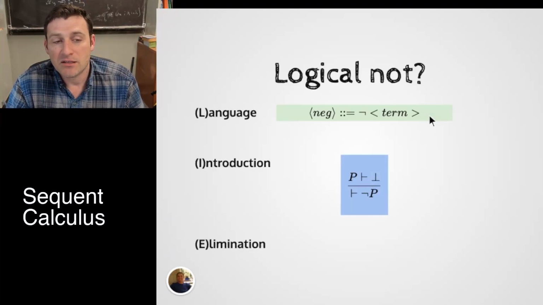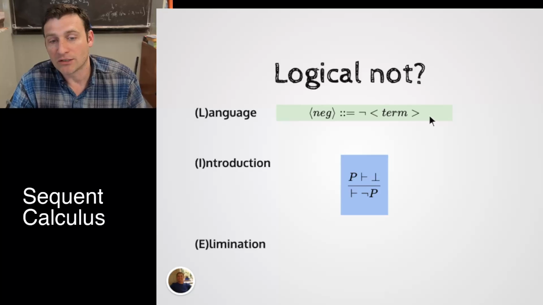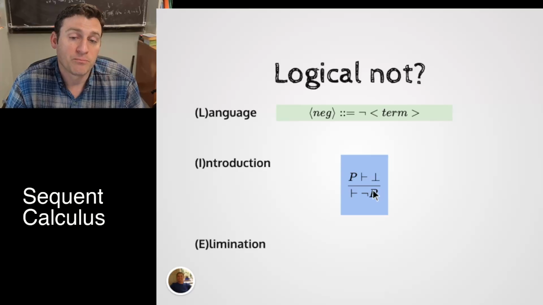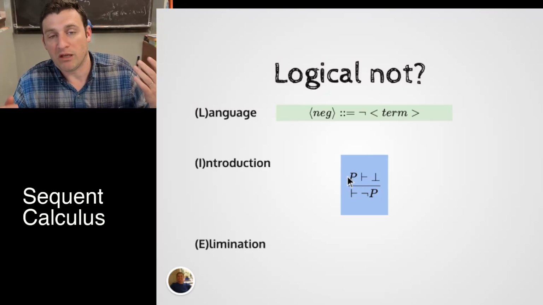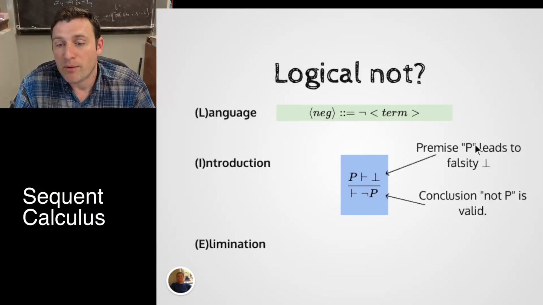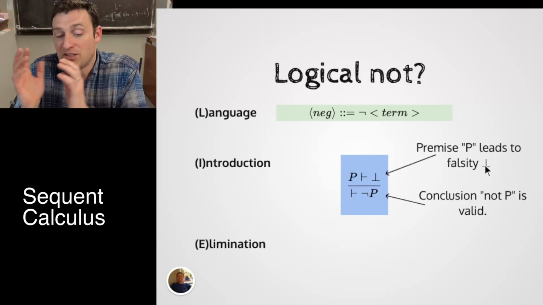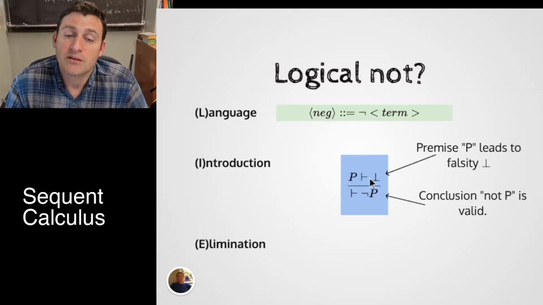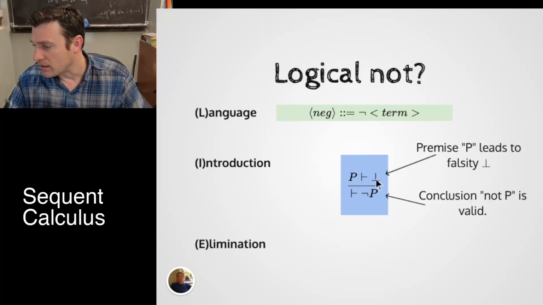Now that I see this, I need to introduce a logical not. So the idea of a logical not is I have a premise and I want to get a new conclusion. So what kind of premise would be not? Well, let's think of the words. Premise P leads to falsity. That's a fancy way to talk about false. Falsity is the state of being false. So P entails falsity.